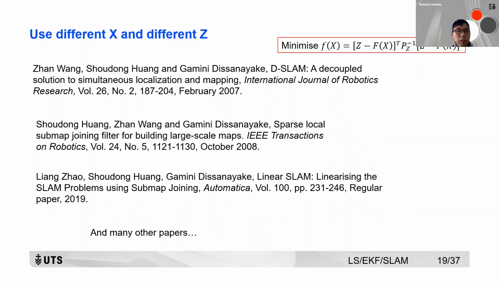All this work, I think, are three of my favorite works, using a different variable x and a different measurement z to formulate different least square problems. There are many other papers as well, but I just want to mention these three here. So this is using different x and different z in the least square.